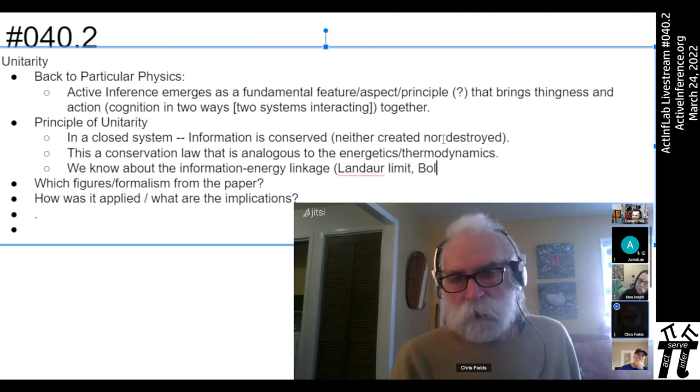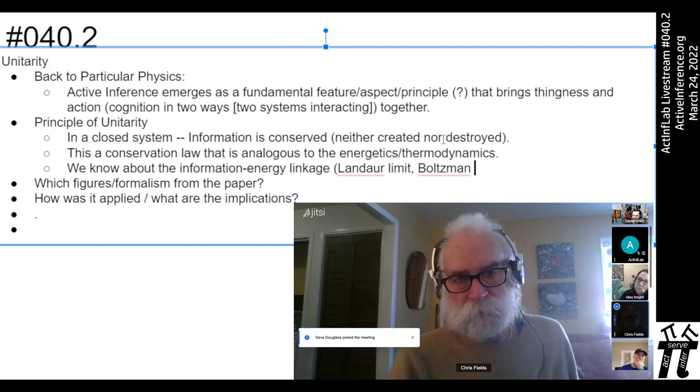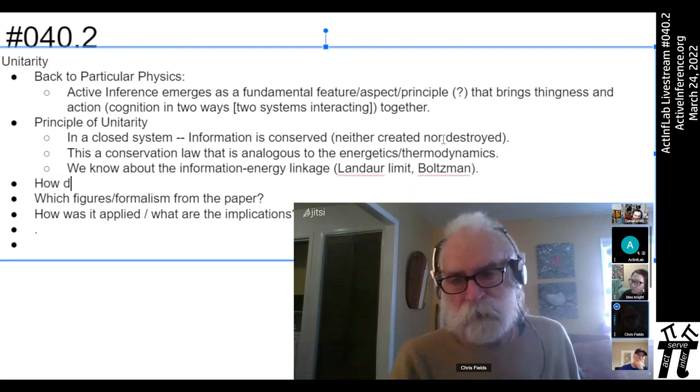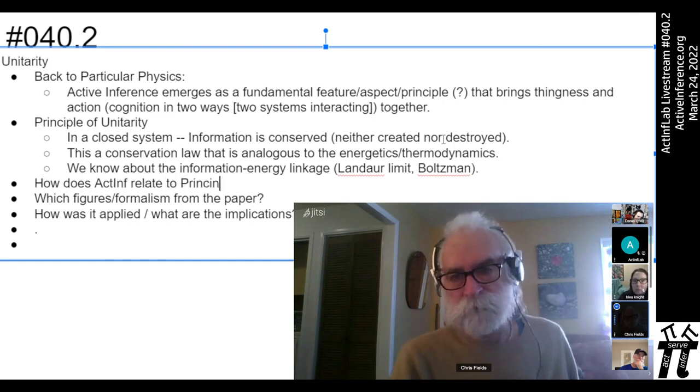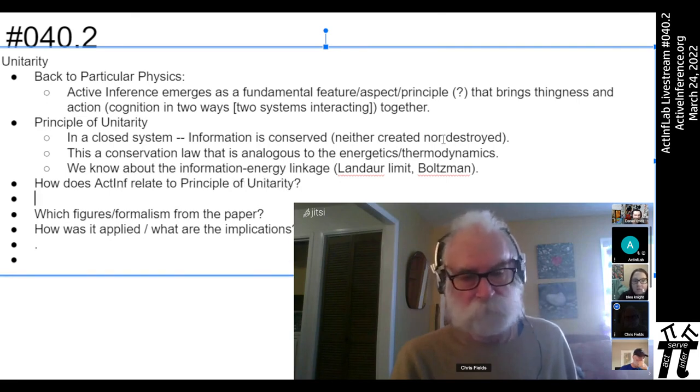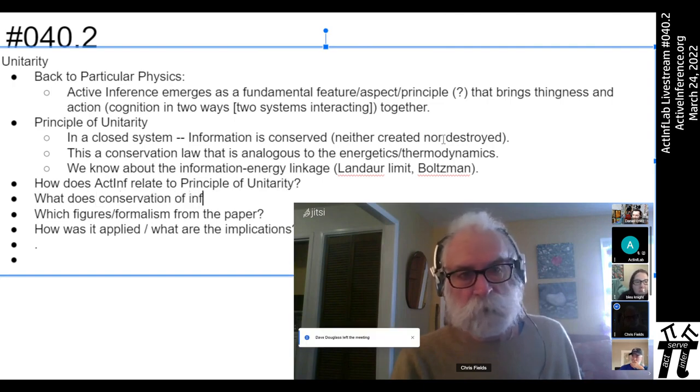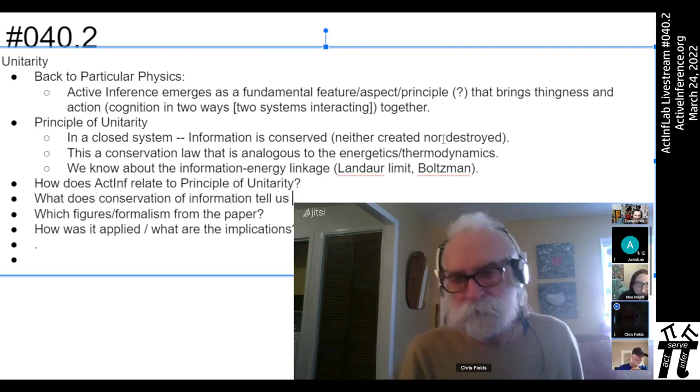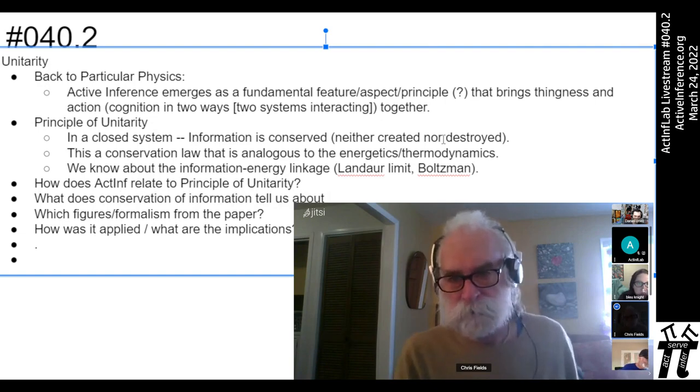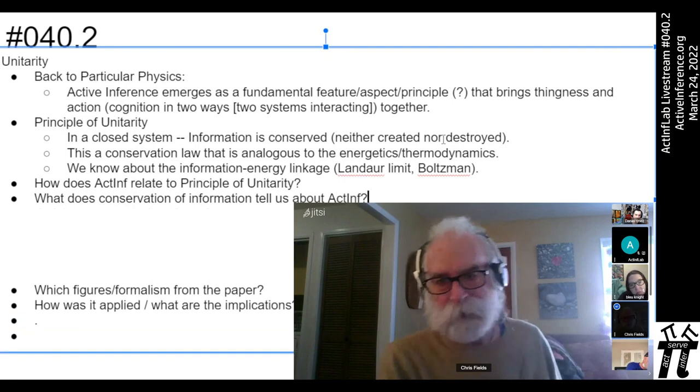So how does the principle of active inference relate to the principle of unitarity? What does it say about the conservation of information? Or what does the conservation of information tell us about the principle of active inference or the free energy principle? Well, the first thing to note is that unitarity applies to closed systems. So thing-environment pairs.